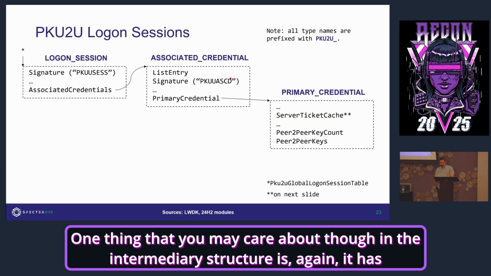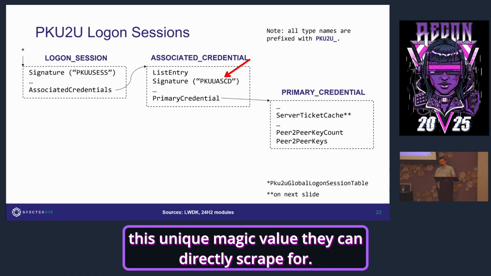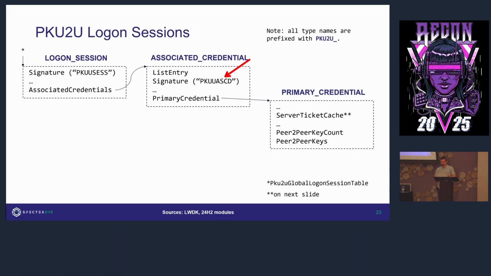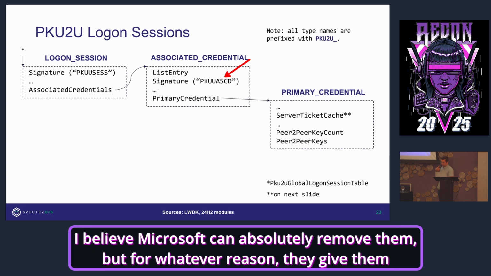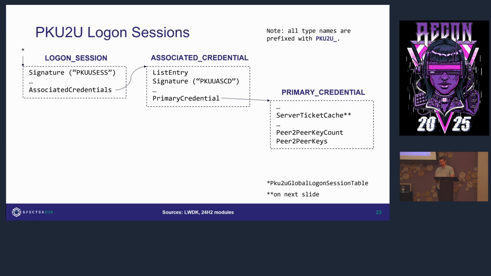One thing that you may care about, though, in the intermediary structure is, again, it has this unique magic value they can directly scrape for. I honestly don't believe there's any reason for these magic values. I believe Microsoft can absolutely remove them, but for whatever reason, they give them to you. So they're very convenient.